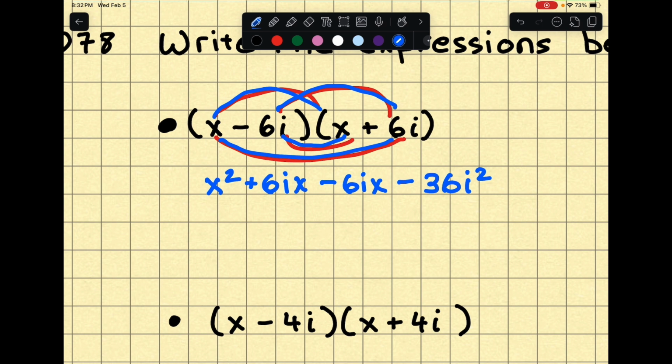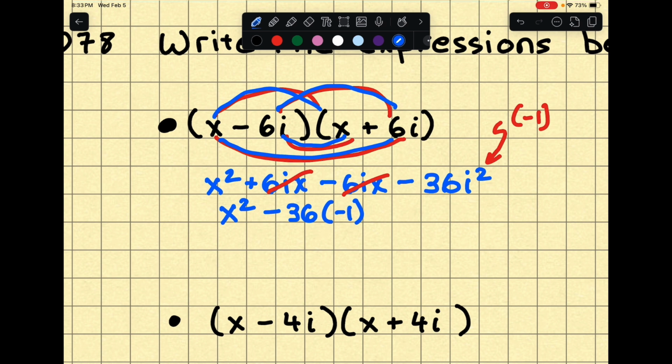Now we apply some simplification. x squared pretty much stays where it is for now. This looks pretty easy. We have a plus 6ix and a negative 6ix, so we know those are going to cancel out. And then we have a minus 36i squared. So as a carryover from lesson 31, if you remember, i squared is always equal to negative 1. So we imagine replacing that i squared with a negative 1. So this would be x squared minus 36 times negative 1, because that's what we replace the i squared with.